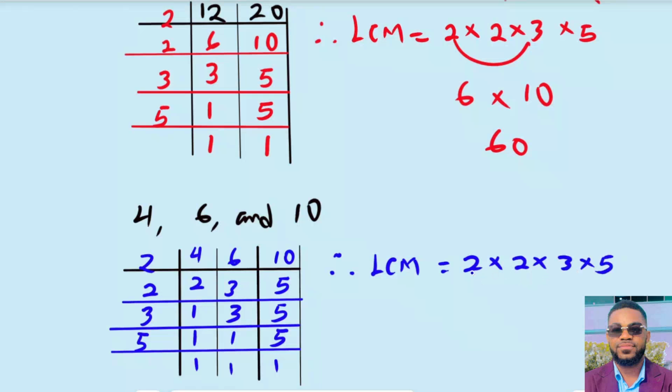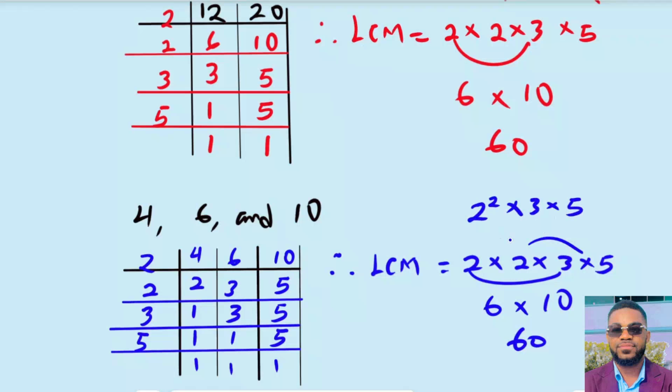So let me multiply. 2 times 3, that's going to be 6. And 2 times 5, that's going to be 10. So we are still getting 60 like we got in this one. Now, sometimes you can leave your answer as this, 2 times 2 times 3 times 5. I mean, it can be written as 2 exponent 2 and 3 times 5. This is also the LCM. If you want to leave your answer in index form or in exponent form, that is allowed. You can also write it in the normal form or in the standard form, that is 60.